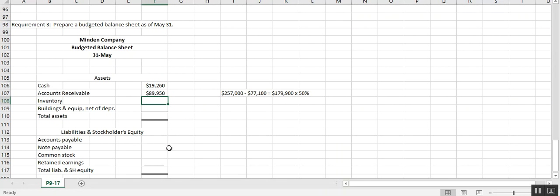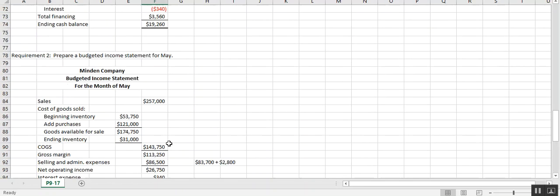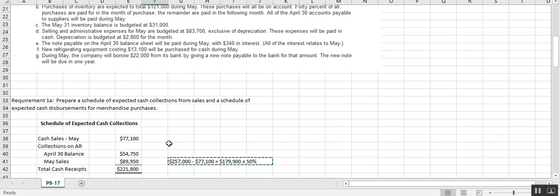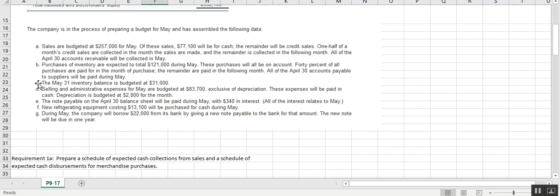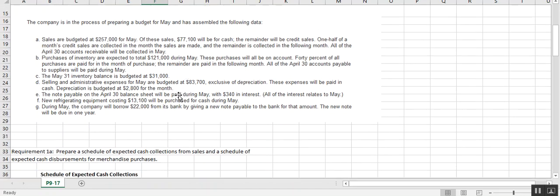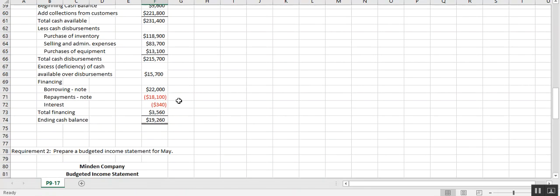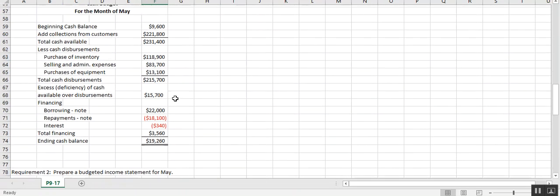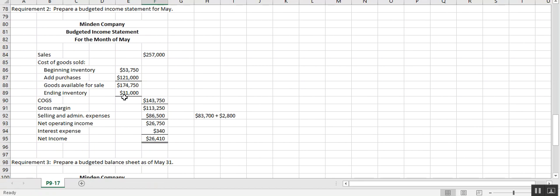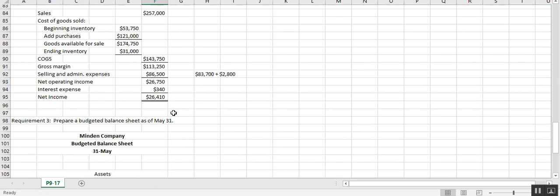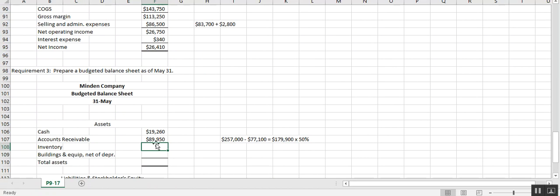Our inventory, I believe that was given to us in the instructions. Yes, item C, May 31st inventory is balanced at $31,000. And I remember that because, where is it? Oh, because we used it on our income statement. So if that rings a bell, that's why. So $31,000 goes here.